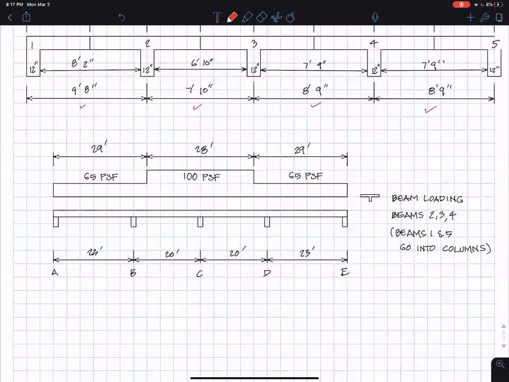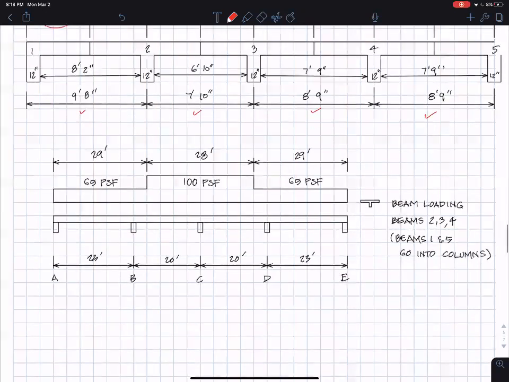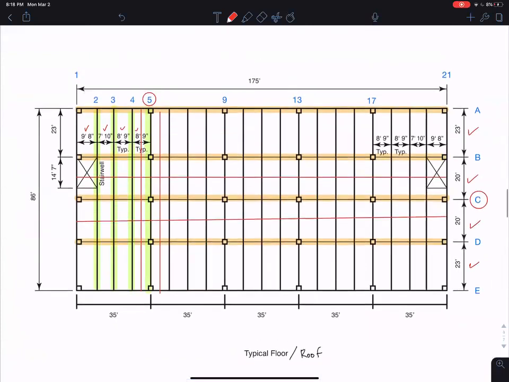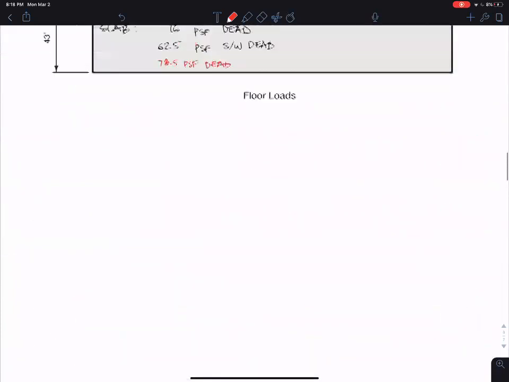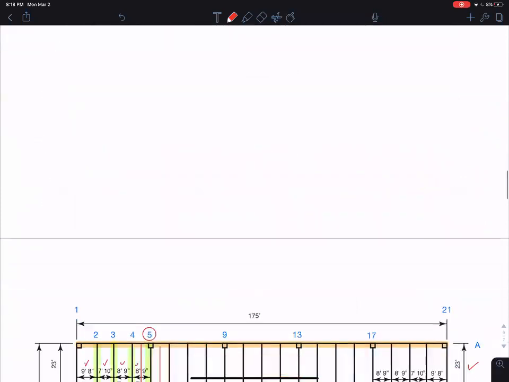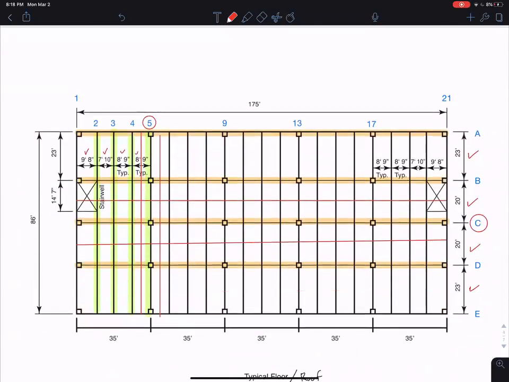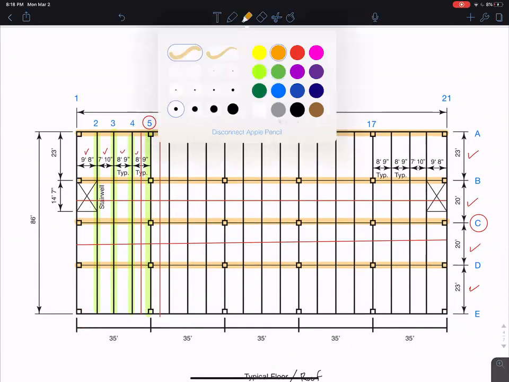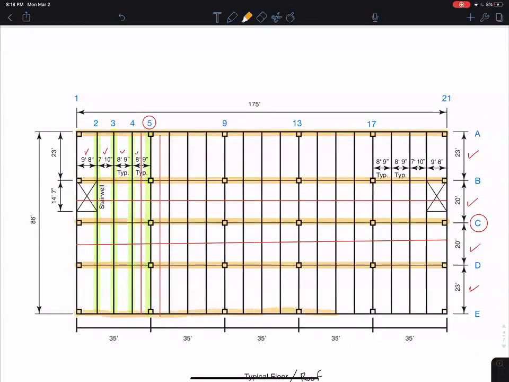If you look at this view, there's the 28-foot corridor with 100 PSF and the 29-foot wide office spaces on either side at 65 PSF. And this is going along the 5 girders, right? So let me show you that. See here, this picture here is going along the orange girders. Oops, I need to highlight one more girder. Here's the 5th girder. There we go.